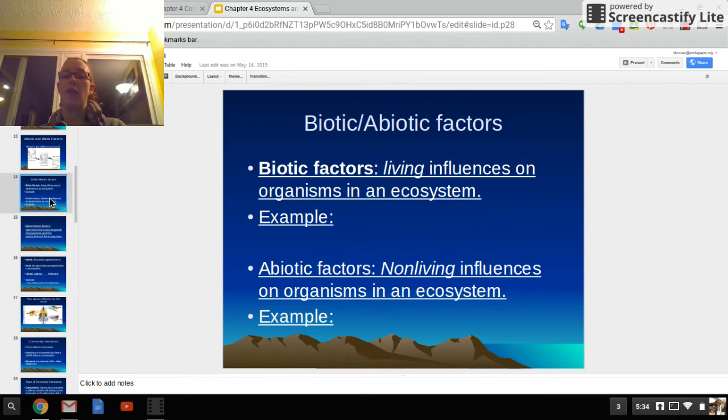And then abiotic are all the non-living influences. So think right now about where you're sitting. What are some of the non-living influences that are affecting your body? Okay, you're a biotic factor. What are some of the abiotic factors that you can feel right now? Okay, one of them, the chair that you're sitting on. The chair that you're sitting on is not living. I hope it's not.